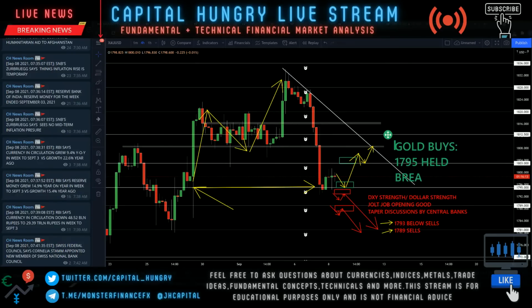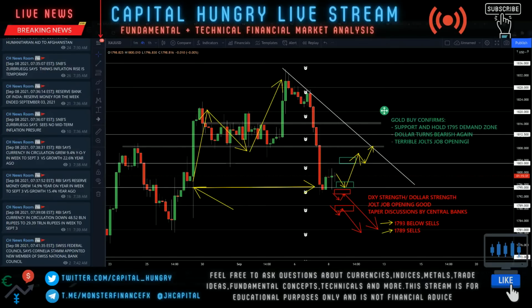$17.95 held, break above. Let me make this text smaller so I can fit it in here. Gold buy confirms, support and hold, $17.95 demand zone. Dollar turns bearish again. Terrible JOLTS job opening, because poor US economic data would increase the demand of gold as a precious metal safe haven, where very good data does the opposite, right?